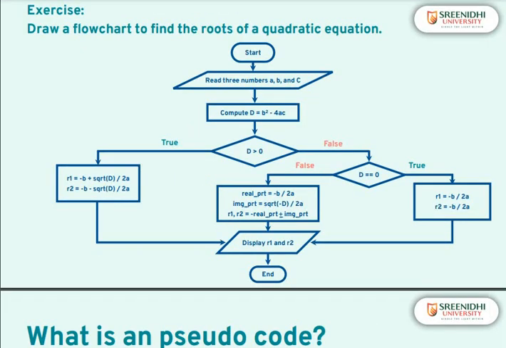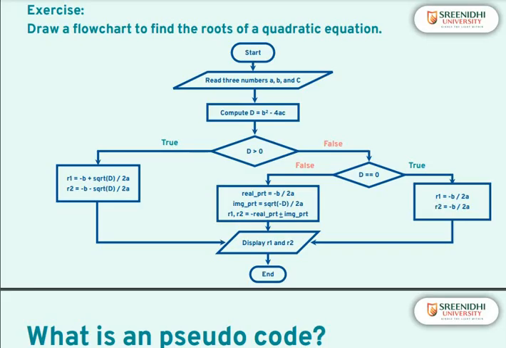So look at the flowchart for roots of a quadratic equation. For a quadratic equation, we need three inputs A, B, C. You need to calculate the discriminant D. D is equal to B square minus 4AC. We have various conditions: D greater than 0, D less than 0, and D equal to 0. Look at D greater than 0 first. If D greater than 0 is true, roots are real and unequal. You know the roots: minus B plus square root of D by 2A, and minus B minus square root of D by 2A, both the roots.